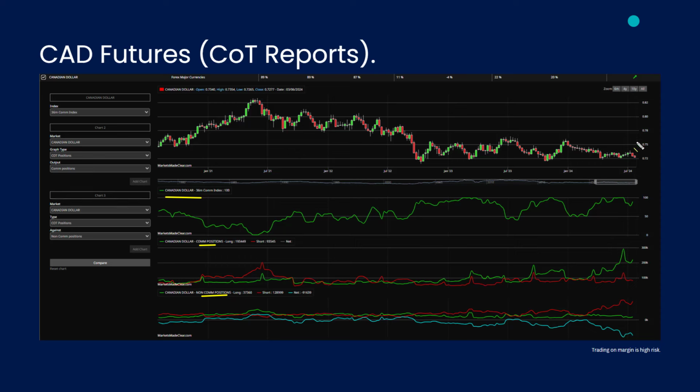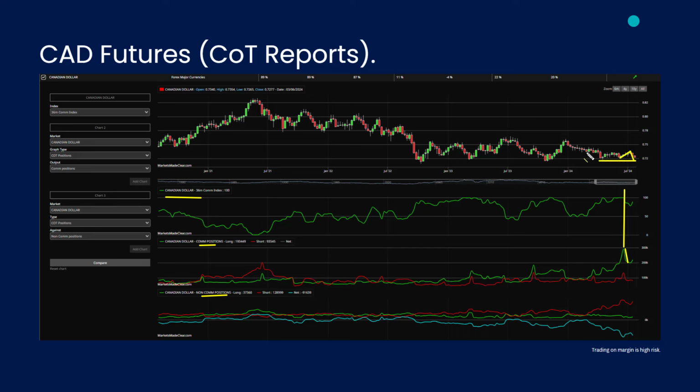Now, we had one of those signals recently. You can see here that the long contracts on the commercial side got to levels that we haven't seen since the 80s. So they were very, very long Canadian dollar. That started to unwind as the market started to move higher, and then we started to see those long contracts decrease. Now, price is coming back down into a key area.